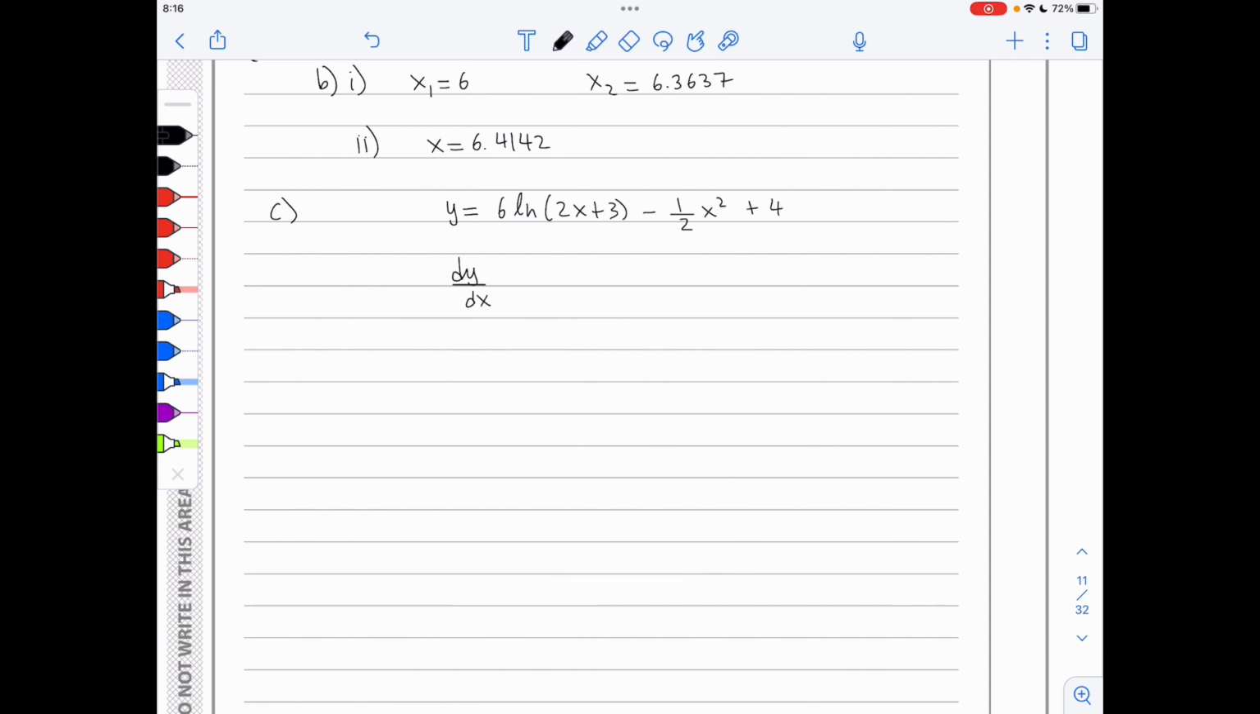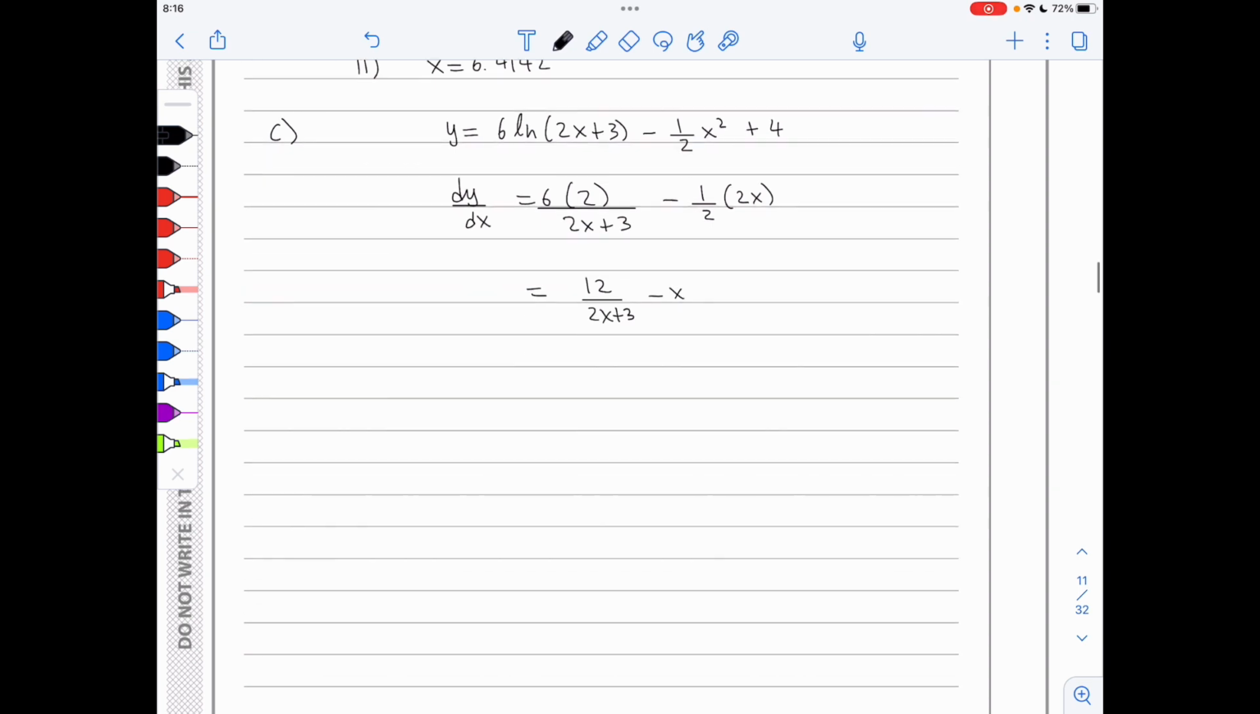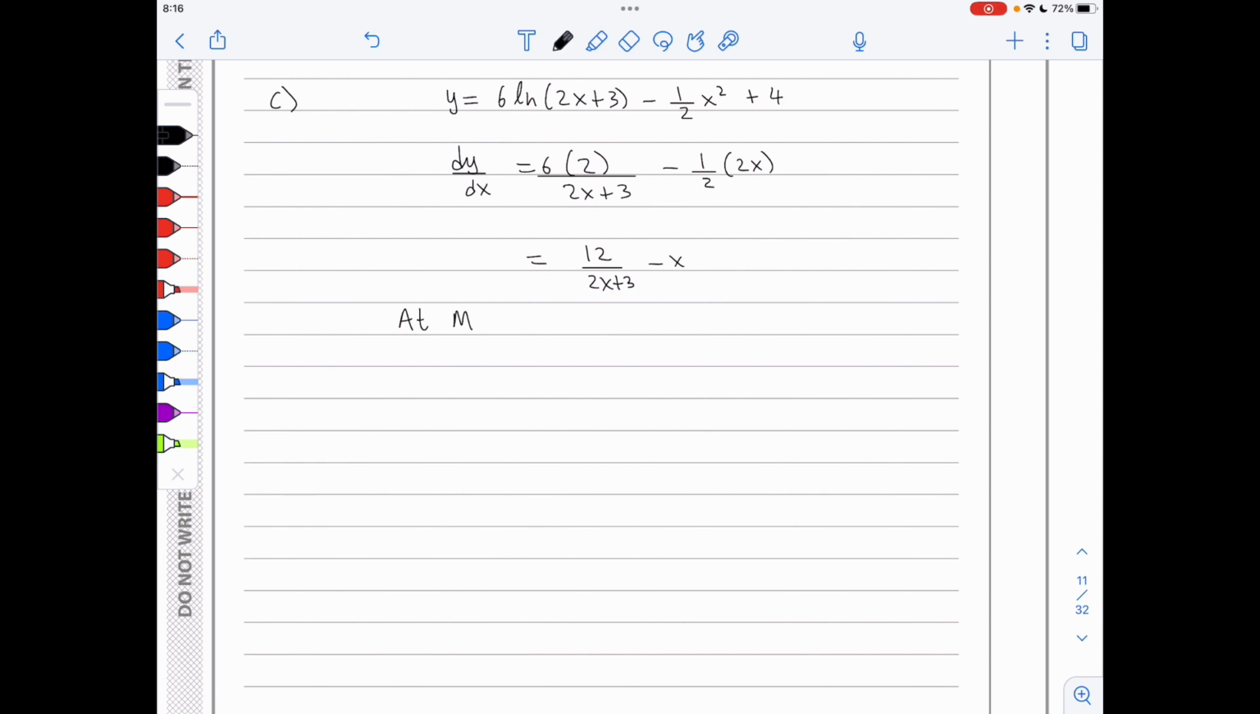So dy dx will be 6 times the derivative of ln of 2x plus 3, which is the derivative of the inside over the inside. The inside is 2x plus 3. So the derivative of that is 2. So 6 times 2 over 2x plus 3 minus a half times 2x, which simplifies to 12 over 2x plus 3 minus x. Now we know that at point M, dy dx is 0 as it's a maximum point. So setting dy dx to be 0 leads to 12 over 2x plus 3 is equal to x.